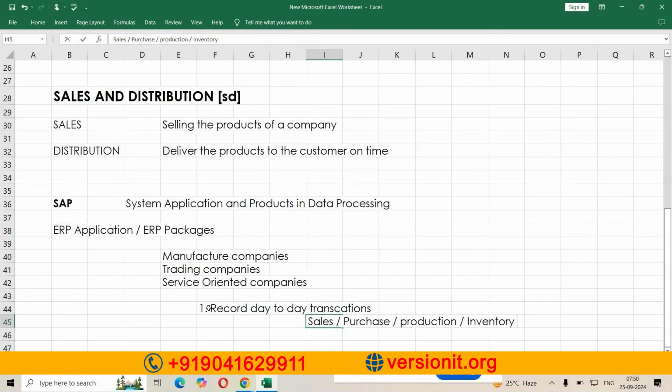Stock coming in, stock going out. For which material, how much stock has been sold, how much stock has been purchased. Incoming payments, outgoing payments. They want to keep a record of all the payment activities. For that reason, companies want to use this particular software for recording their day-to-day transactions.